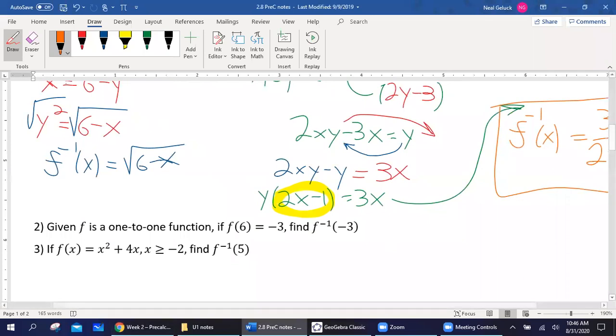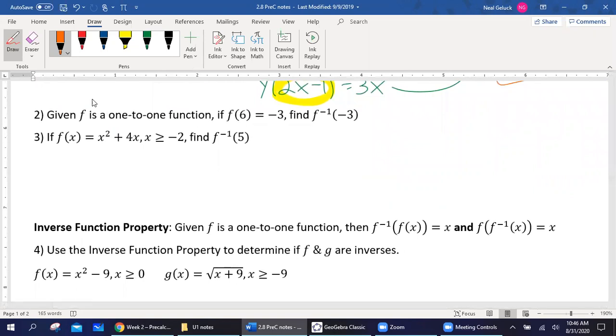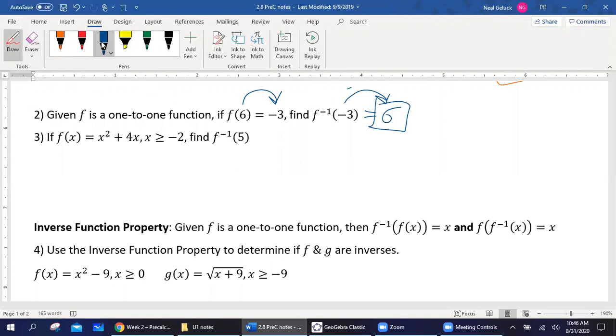For number 2, this will be the quickest and easiest question of the entire semester. Given f is a one-to-one function, okay? We know it's one-to-one. If f of 6 is -3, then what is f inverse of -3? Remember that a function and its inverse just flip the x's and y's. So basically, if 6 outputs to -3, then on the inverse, -3 must output to 6. I'm just flipping the x and y. This was x, this was y, they just flipped. Easiest question, nobody should get that one wrong.